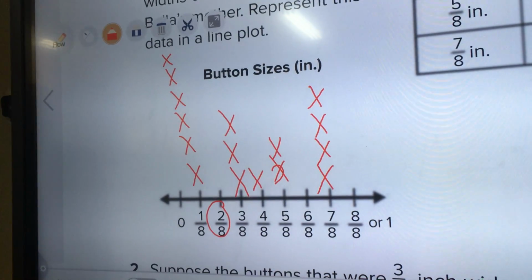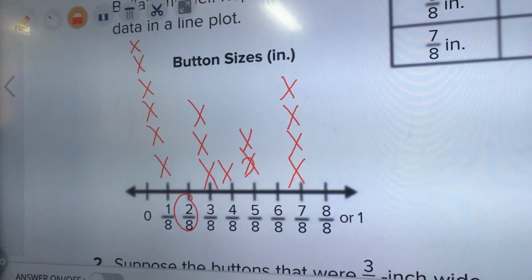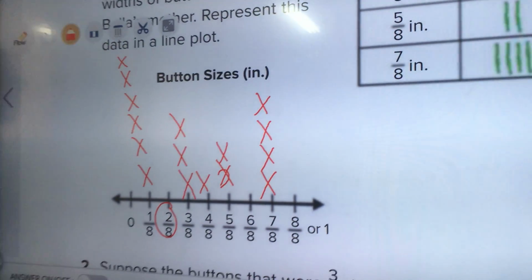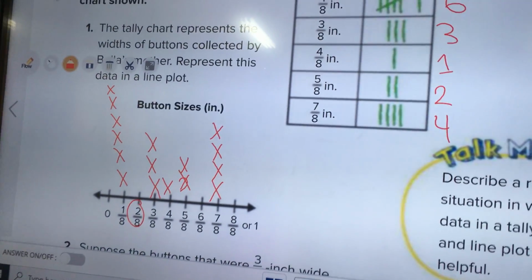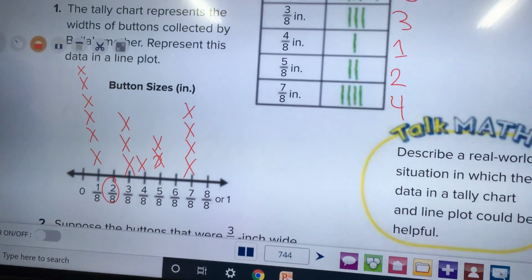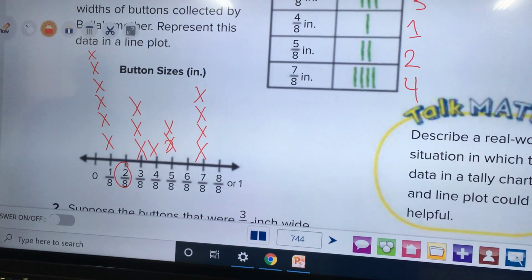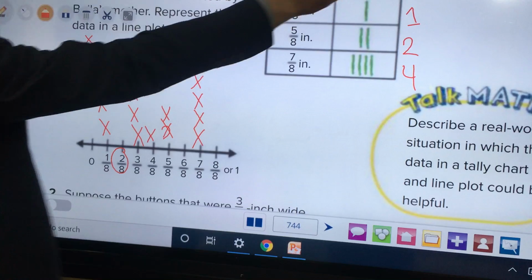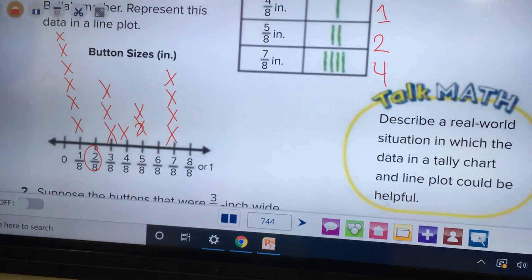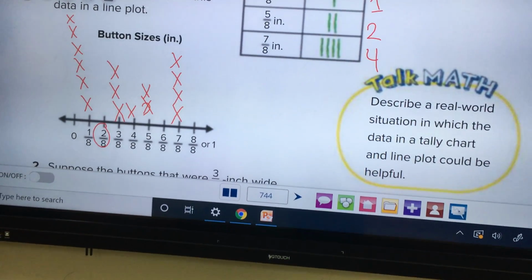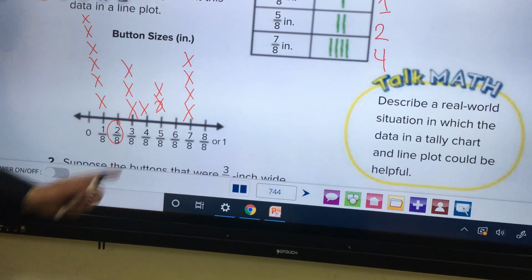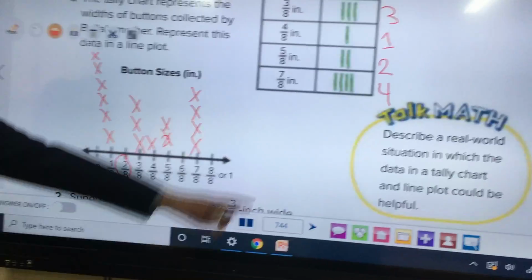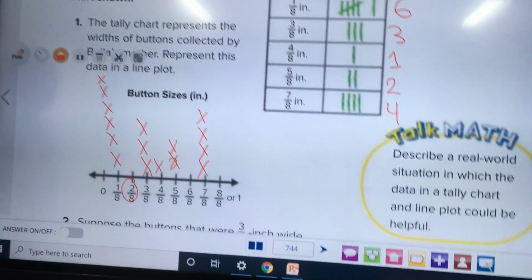Okay. And which is the greatest one here? Which is the greatest one? Can anyone answer? Someone? Yes. The greatest one is 1/8 because it has 6. Okay, and the smallest one is 4/8 with only 1. Okay.